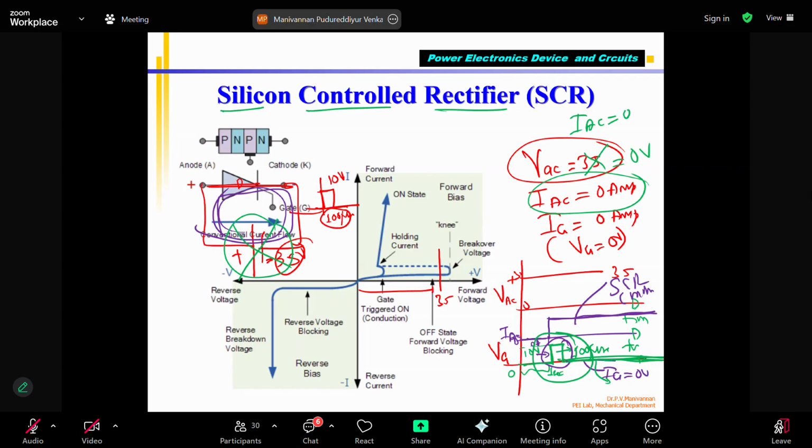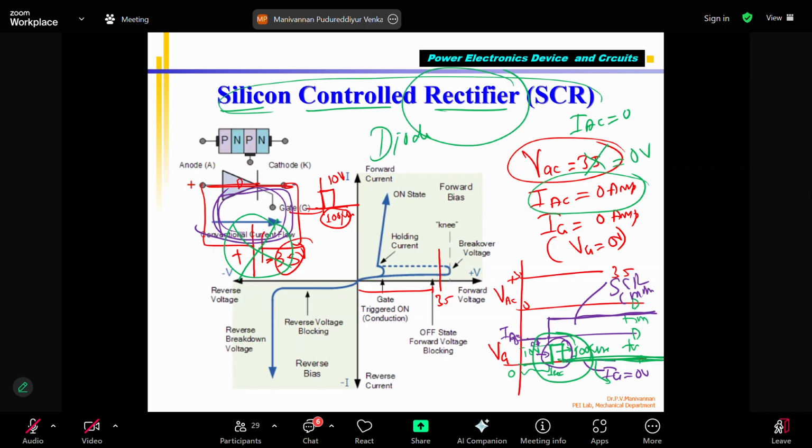So if you give a pulse, it immediately starts conducting. This property can be used to control the rectifier. So the SCR can be used as an AC to DC converter. We can use it like a diode, to convert the AC voltage into a pulsating DC voltage. So that means it is like a diode. You can use this SCR as a diode to convert the AC voltage to DC voltage.